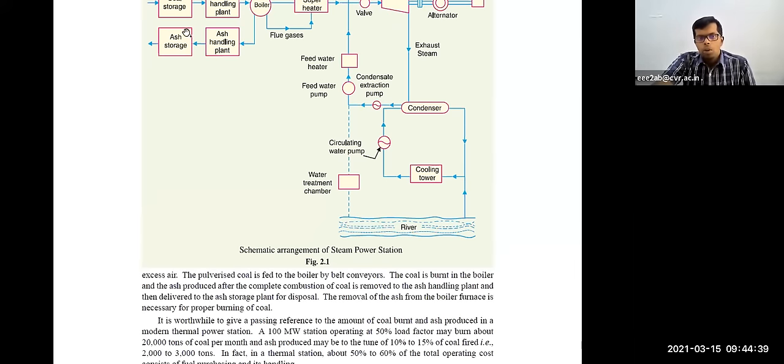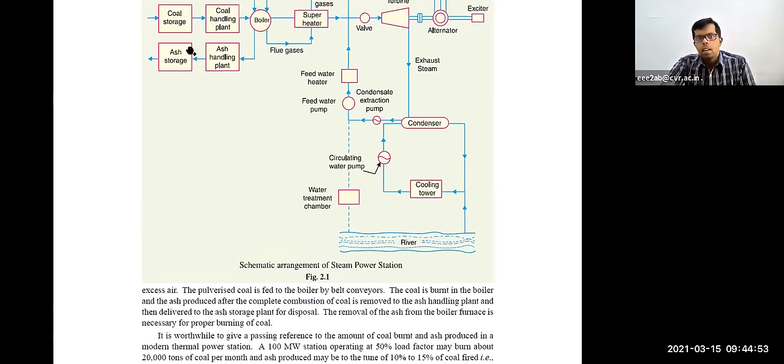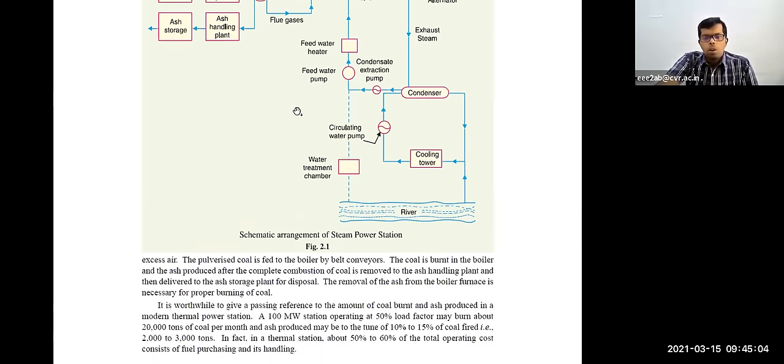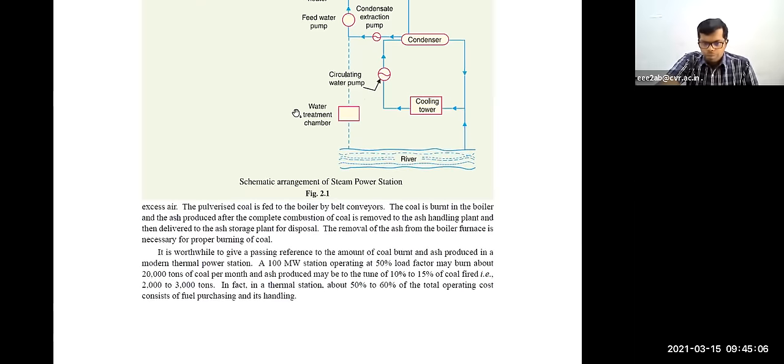Okay, and also what they will do is they will test the ash. If the ash still has the quality of burning, what they will do is they will filter it again and take that ash back to this boiler, that is the furnace, for heating. So that is also possible here.